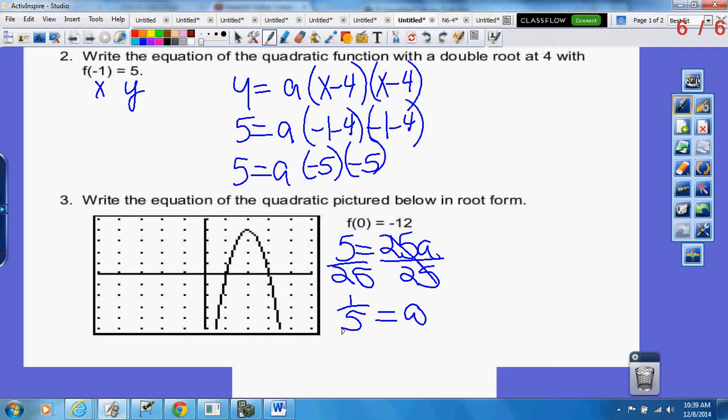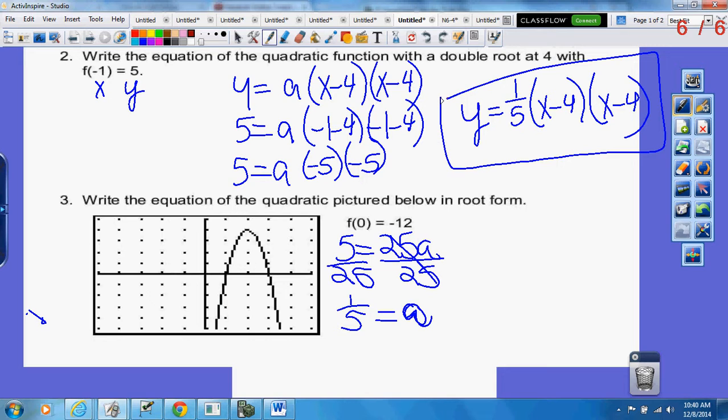That's a funny looking a, but that's an a right here. So because I know my a, I'm just going to rewrite my equation now with the a. So when I write my equation, I'm going to have y equals 1/5, x minus 4, x minus 4. And that would be my equation. Now remember, even though I wrote that down there by number 3, that's still all number 2. Okay, let's look at number 3.